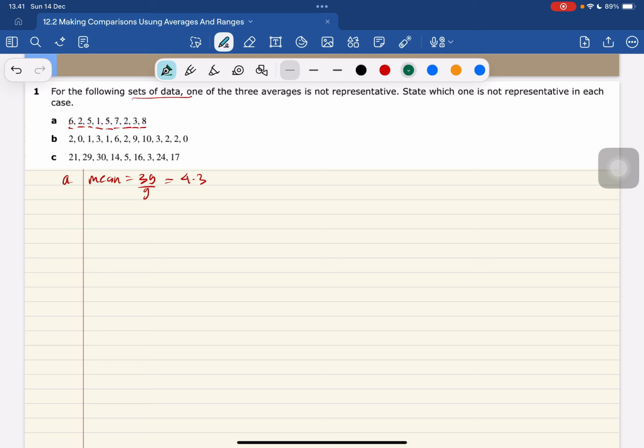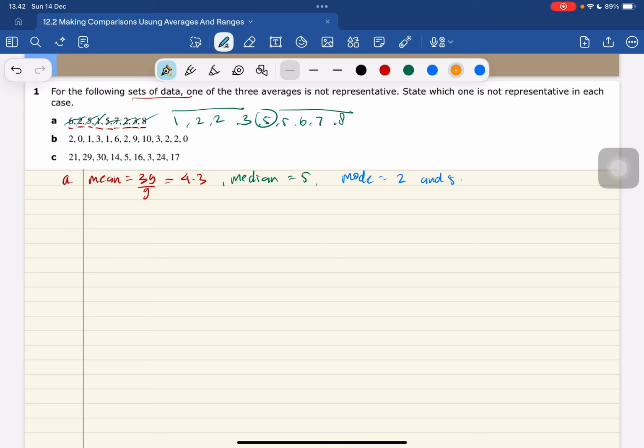How about the median? Let's order it from the smallest one: 2, 2, 3, 5, 5, 6, 7, and 8. So we got 4 numbers from here. Okay, the median is equal to 5. The mode is 2 and 5.